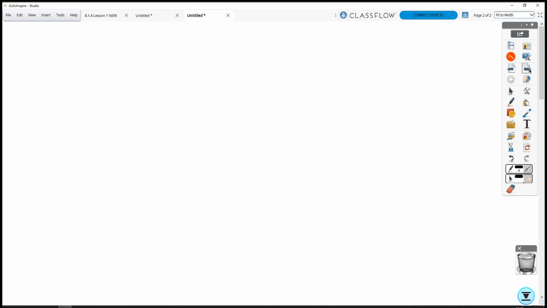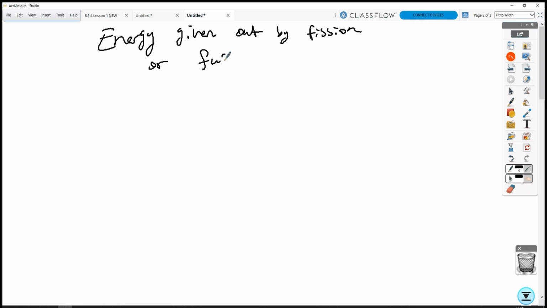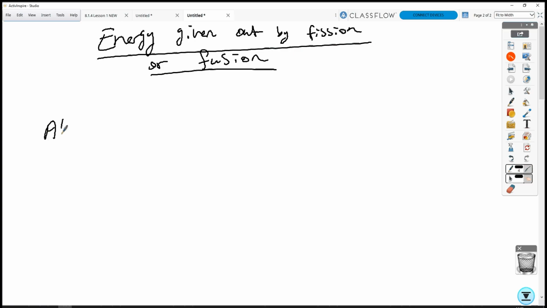Okay, we'll start a new page. Our new title is the energy given out by fission or fusion. And we'll start with something called the atomic mass unit, which is called U.